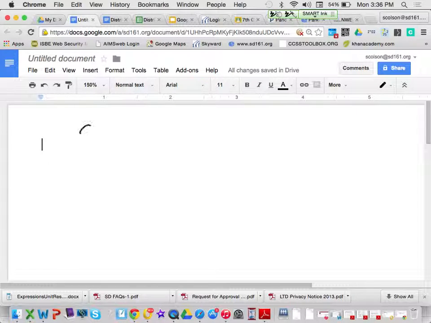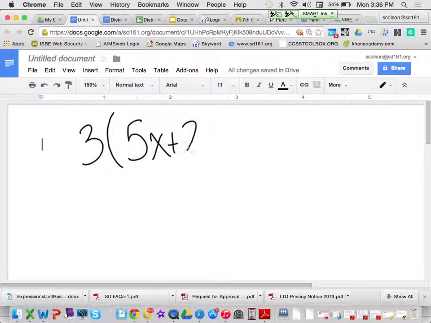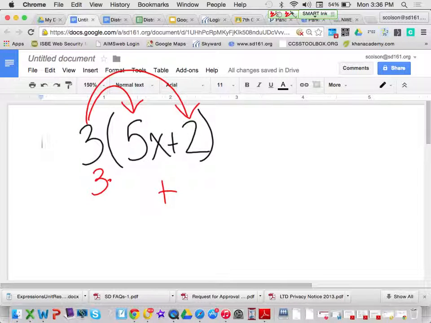So let's say we have 3 parentheses 5x plus 2. What does this even mean? All right, we're going to go through this the exact same way. I'm going to do 3 times 5x plus, bring down your sign, 3 times 2. So I'm just going to write it down before I even think about anything. 3 times 5x plus 3 times 2.